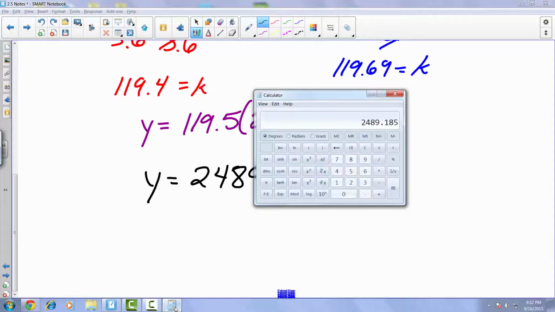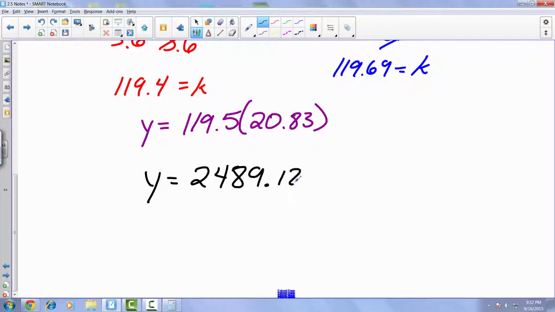Point 185. And now this is in centimeters. If you were just to move that decimal over 2 places, you would see that it comes out to be about 24.89 meters. And that's a pretty big animal.